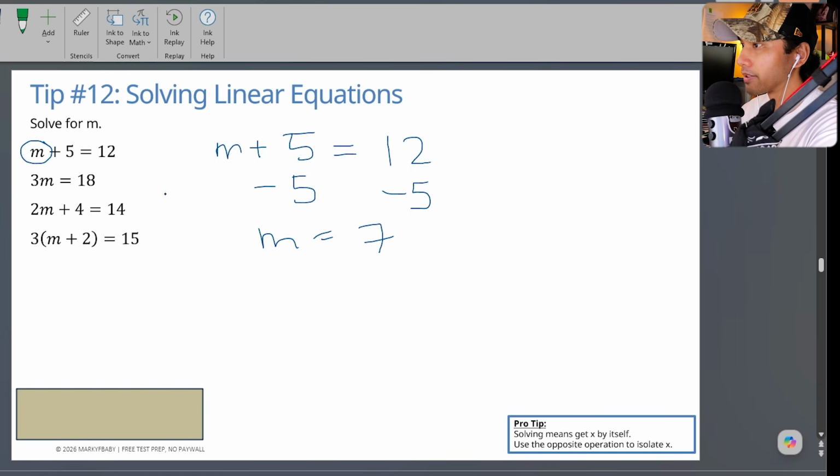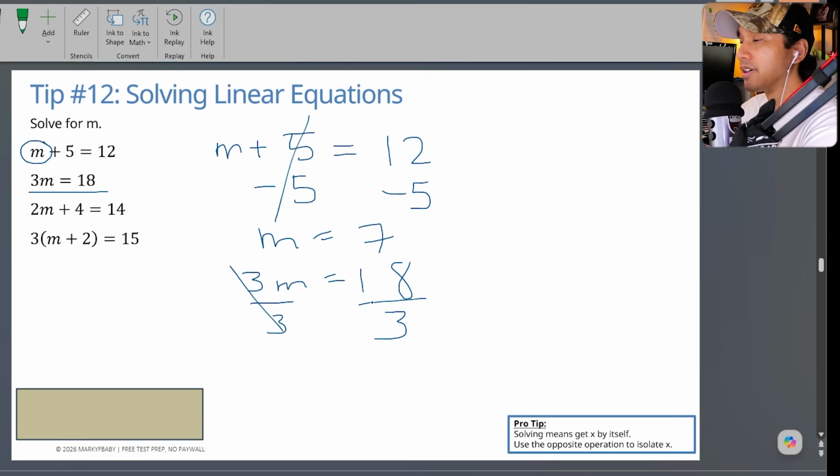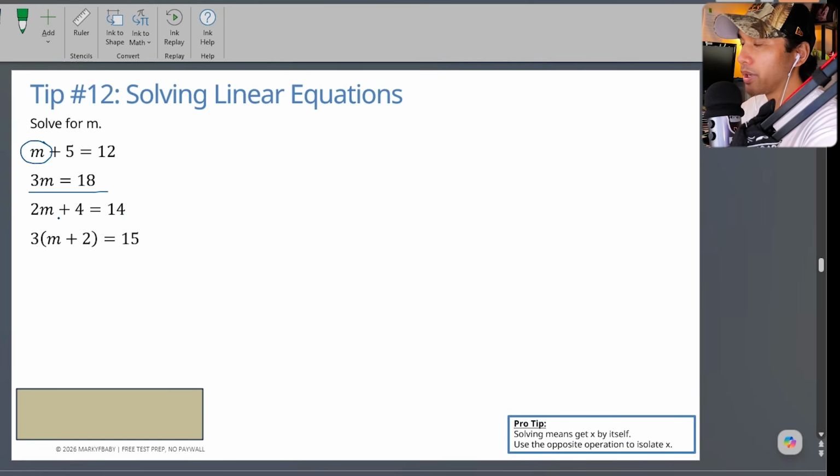Okay, perfect. In this case, how can we isolate the m? Well, we could divide by 3, and then we must perform the same operation on the other side of the equal sign. Divide by 3, cross those out, but you don't have to. Then you get m equals 6. All we're doing here is isolating m. Super simple.